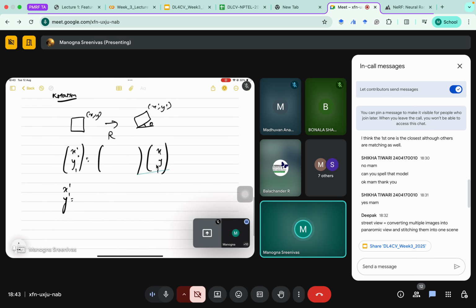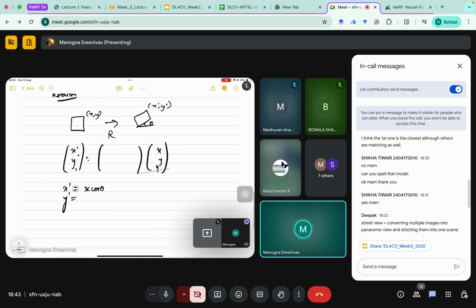Do any of you know, if I rotate, what would the coordinates become? What is the relation between this and this? So x prime is given by x cos theta minus y sin theta, and y prime is given by x sin theta plus y cos theta.